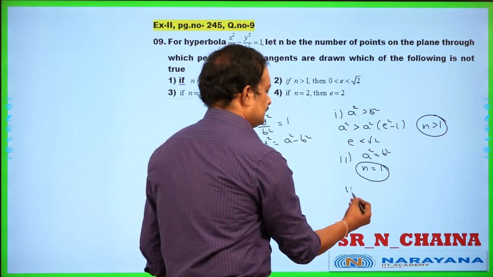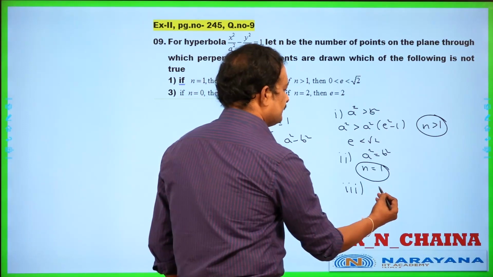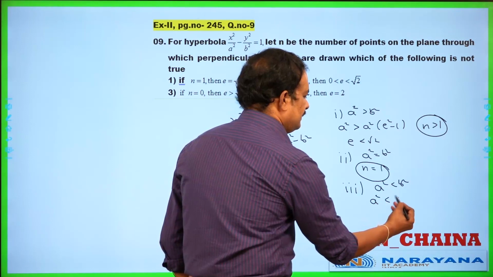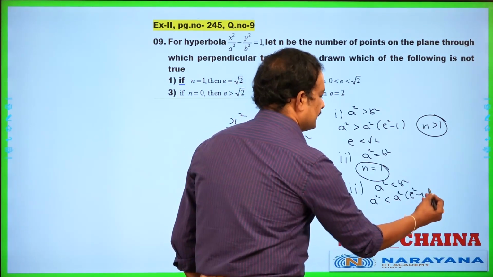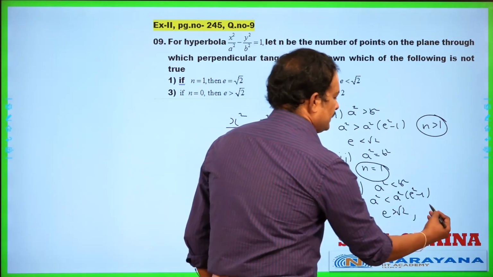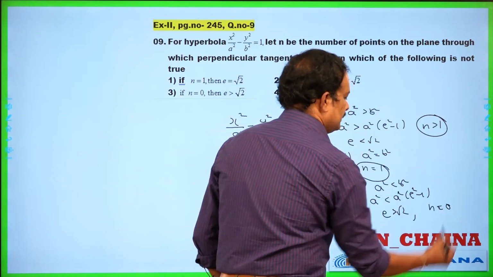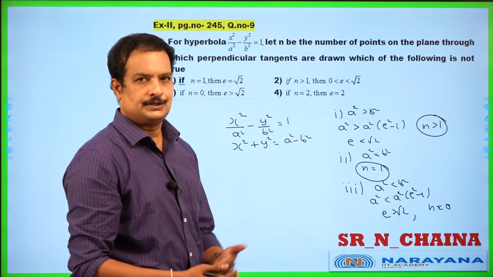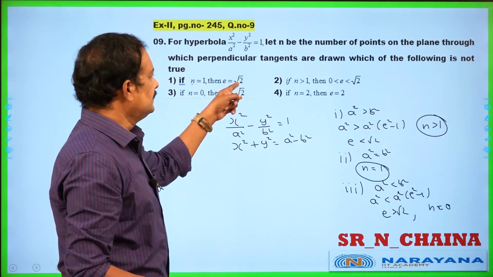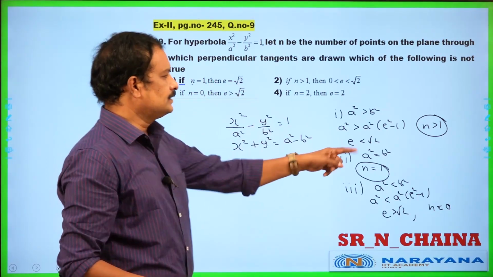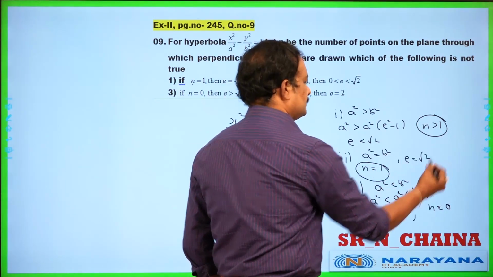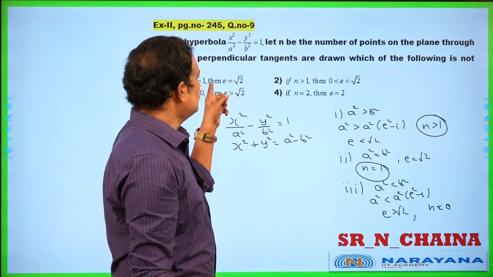Now let us take the third case here. That is, a square is less than b square. In that case, a square is less than a square into e square minus 1. So e is greater than root 2. Here obviously, the number of points from which perpendicular tangents can be drawn is 0 only. So now it's very clear. Observe this one: if n is equal to 1, then e is equal to root 2. Yes, we know that when a square is b square, obviously e will be root 2. So that is the correct one.